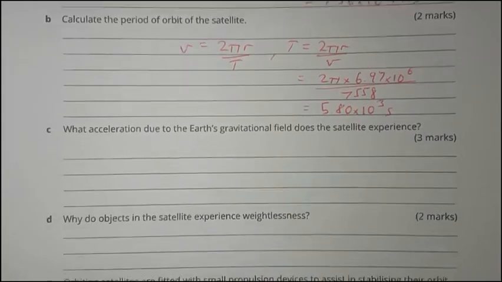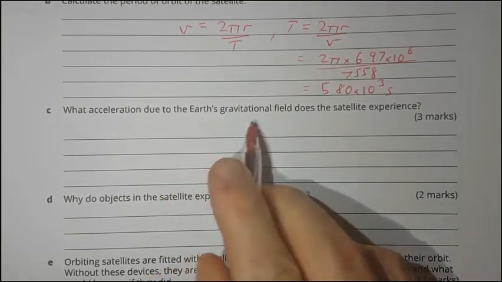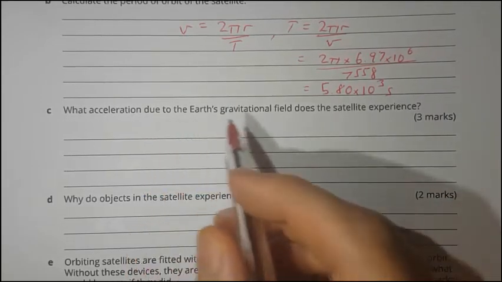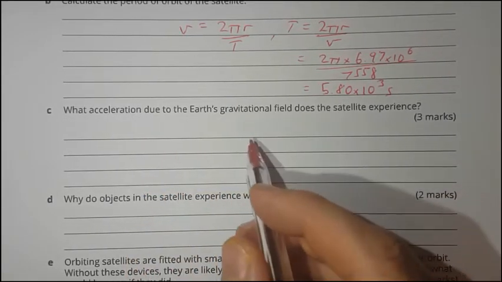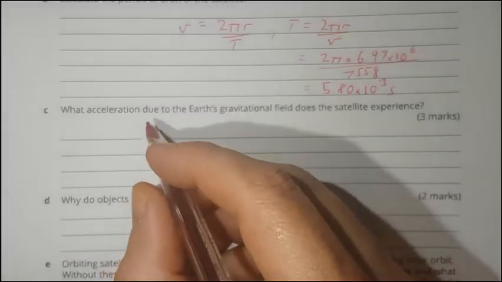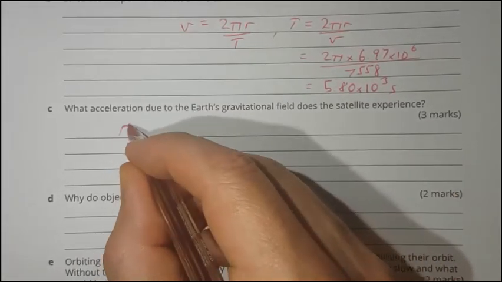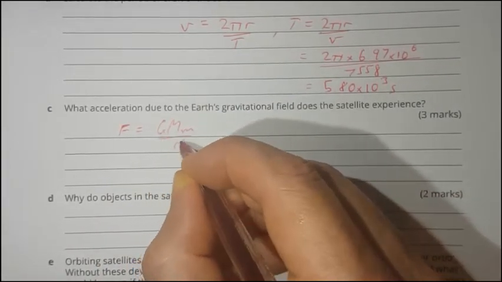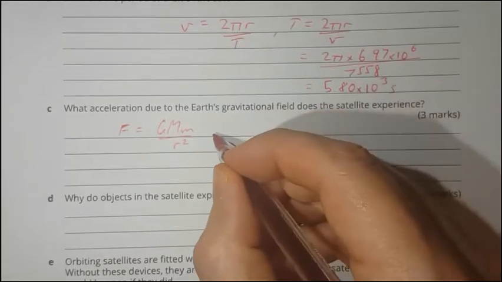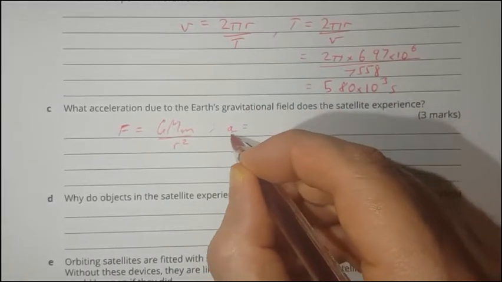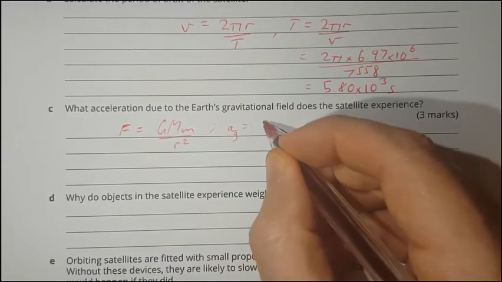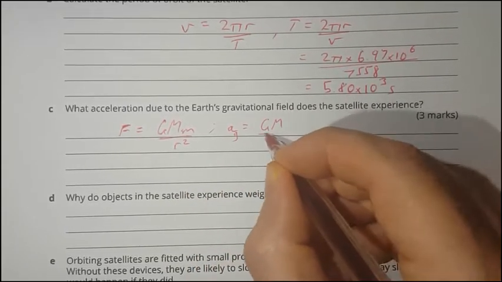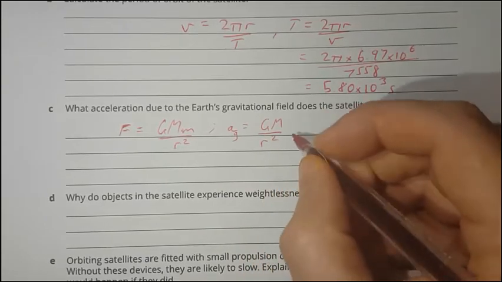Next one is, what acceleration due to the Earth's gravitational field does the satellite experience? I did this differently to the way the Pearson answers suggest you do it, mainly because it keeps the precision, and this way it makes more sense to me. If you have the gravitational force as this, then you also know that F equals ma, so gravitational acceleration can be written as basically this divided by your m value, so GM on r squared. That might even be in the formula sheet, I'm not sure.